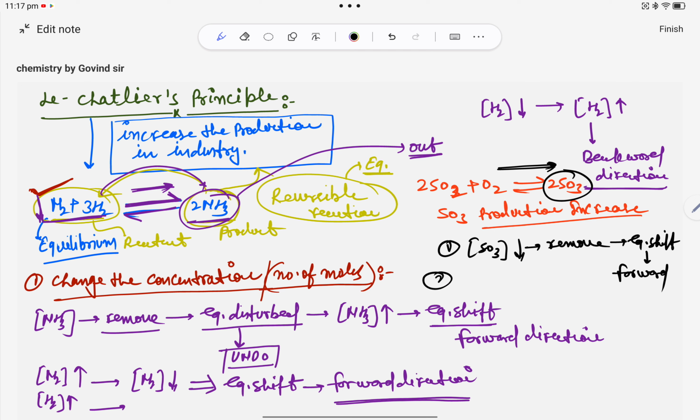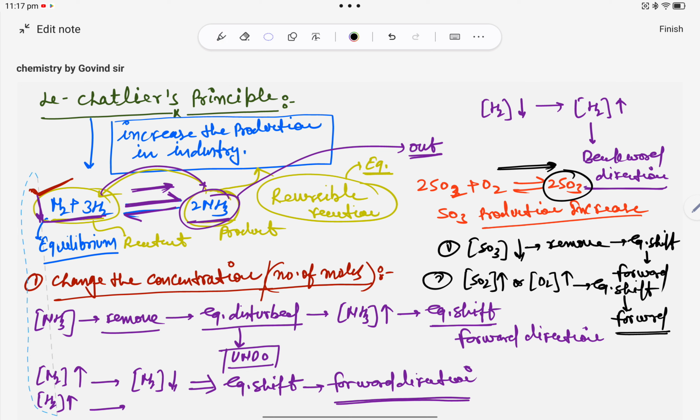Second thing, you can increase the concentration of SO2 or O2. Then also the equilibrium shifts in which direction? Forward direction. Like that, production will be increased. So that is the first case, change in concentration, that means you are changing the number of moles. Got it? Very good.